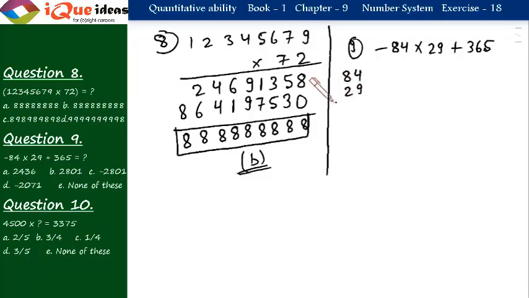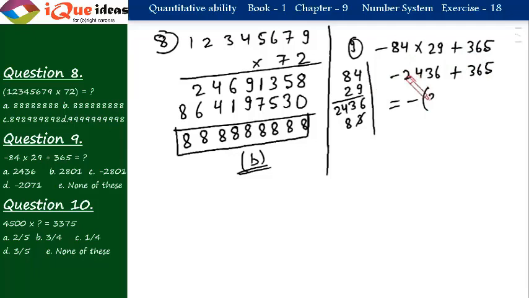84 into 29: 9 into 4 is 36, so 3 carry forward. 9 into 8 is 72 plus 2 into 4 is 8, that is 80, plus 3 is 83, 8 carry forward. Then 8 into 2 is 16 plus 8 is 24, so it is 2436. So we get minus 2436 plus 365. Or you can take the minus common, so it is 2436 minus 365. Subtract it to get your final answer.